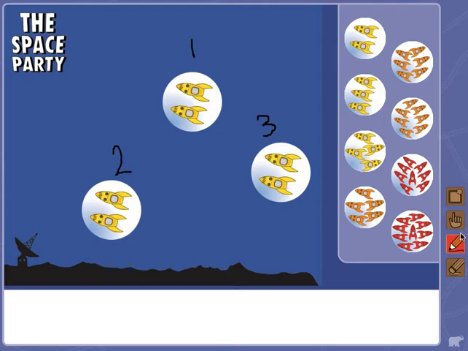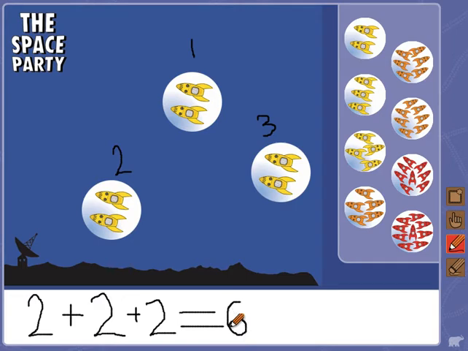Well, if we know that there's two spaceships and that there are three groups of two, we can write an equation to help us solve this. We can do 2 plus 2, we have two groups, and then one more group makes three groups, right? 2 plus 2 plus 2. And now we can skip count. 2, 4, 6. We can all skip count by 2. Or you could go 2 plus 2 is 4. And then 4 plus 2 is 6.